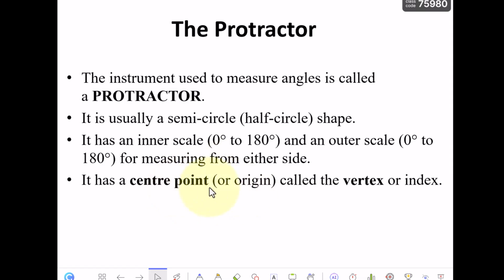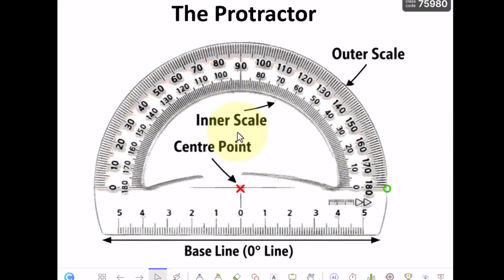Then another important point of a protractor is the center point, which is the origin. So we usually call it the vertex. This is the point we put on the vertex of the angle when we are taking measurement. That is the protractor. Now let me show you the image of a protractor.